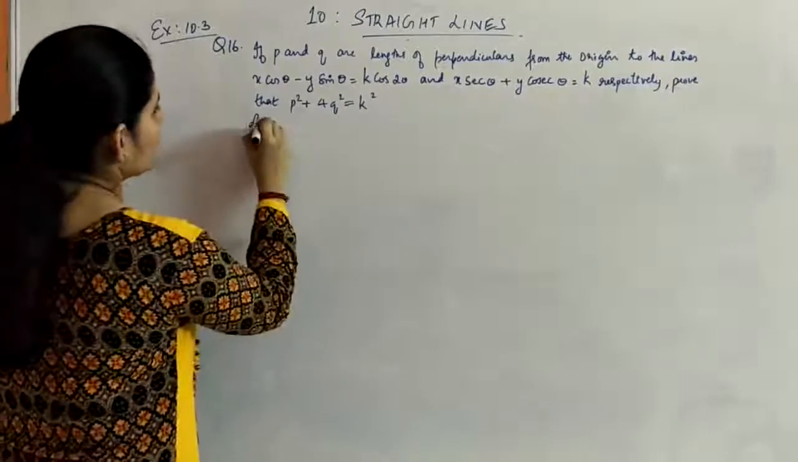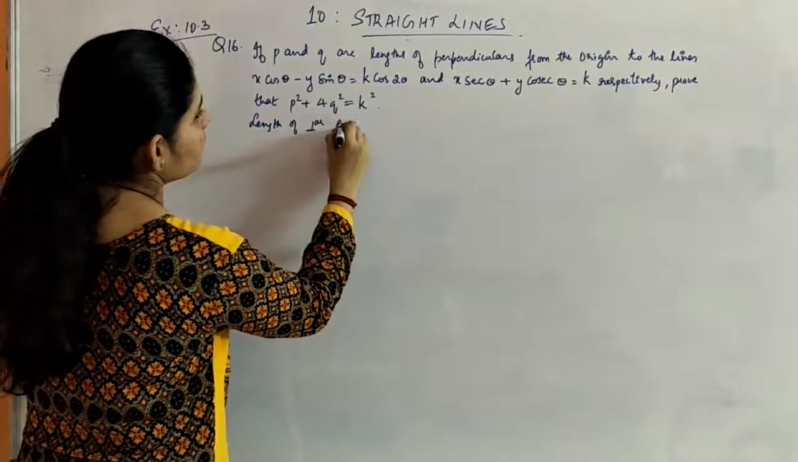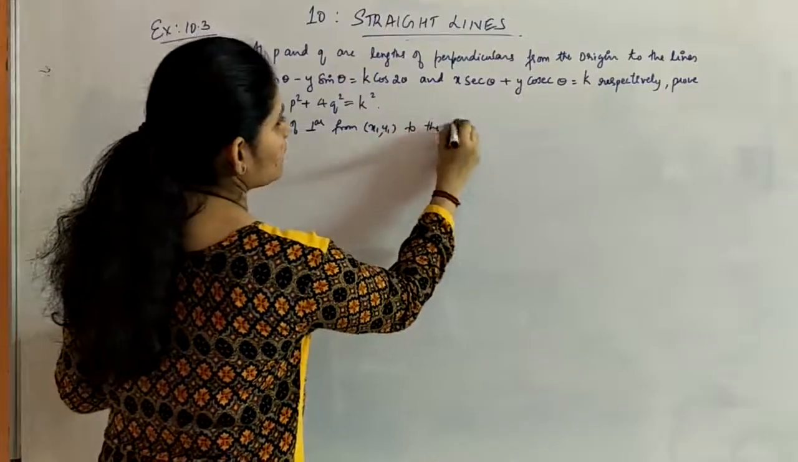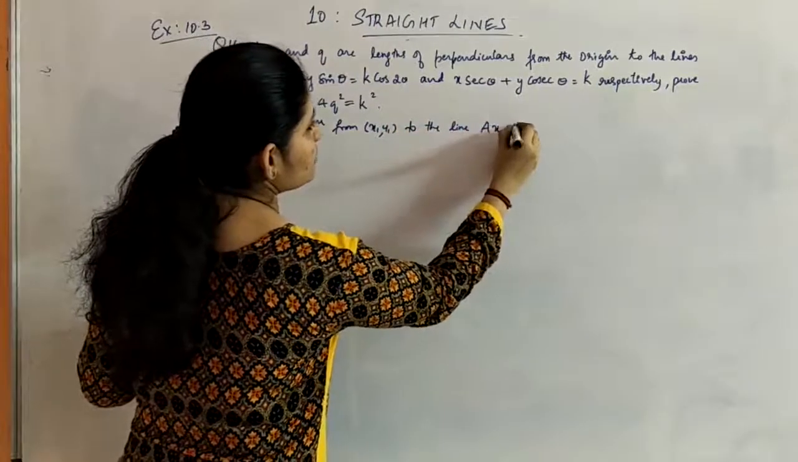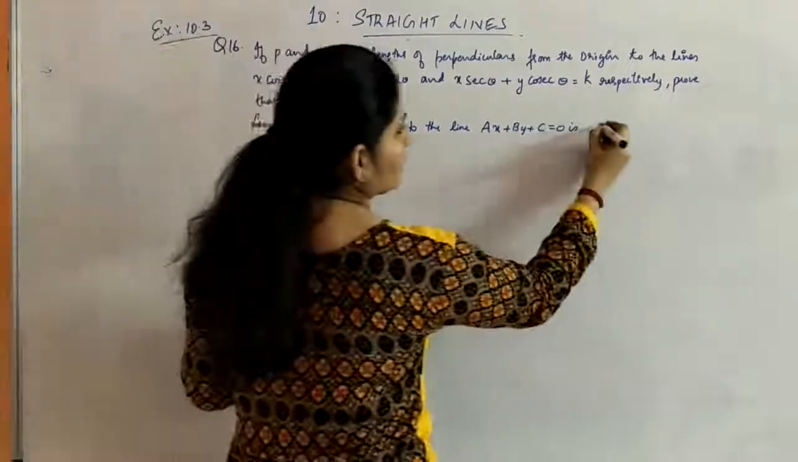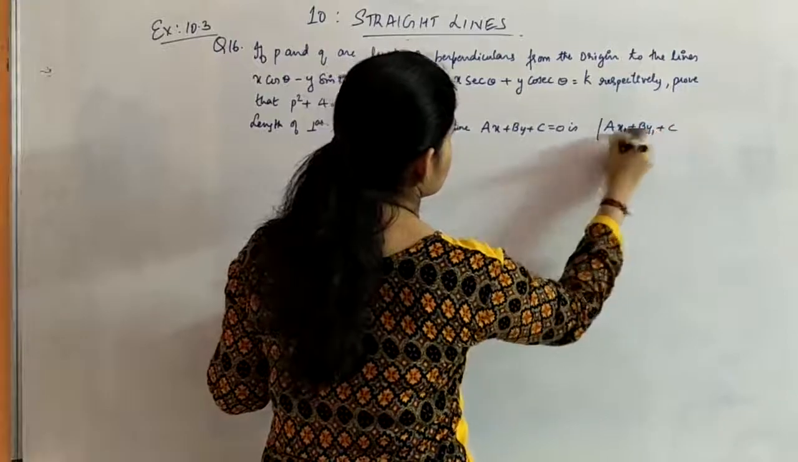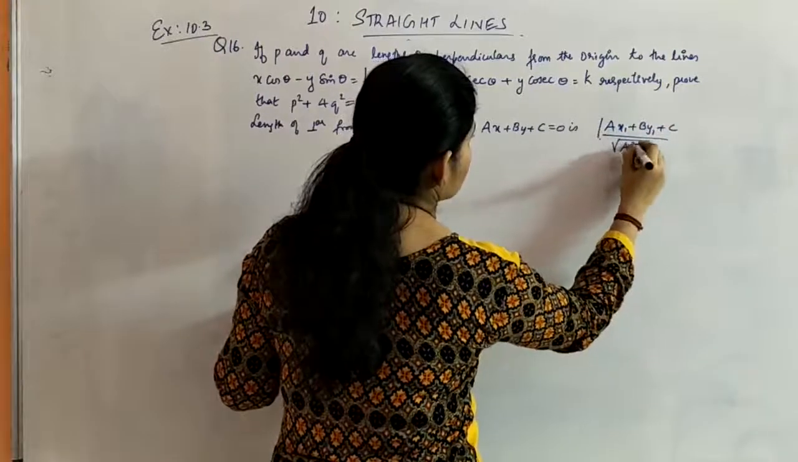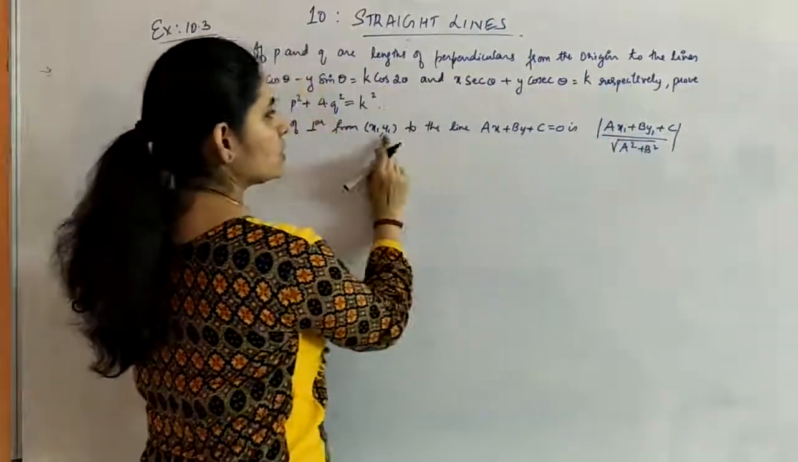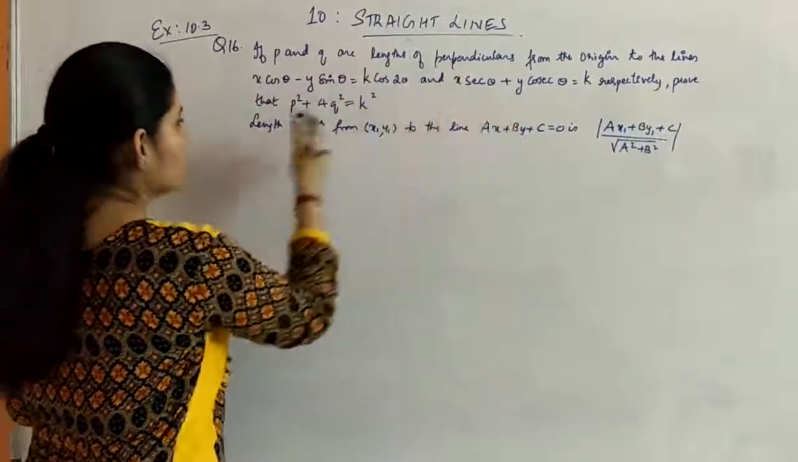Okay, so length of perpendicular from, suppose x1 y1, that is your formula, to the line ax plus by plus c equal to 0 is what? The formula is mod of ax1 plus by1 plus c divided by root of a square plus b square, right? So you will replace your x and y from the equation with this point. So here p is given to be a length and q is also a length to this line. So we'll find out both the things.